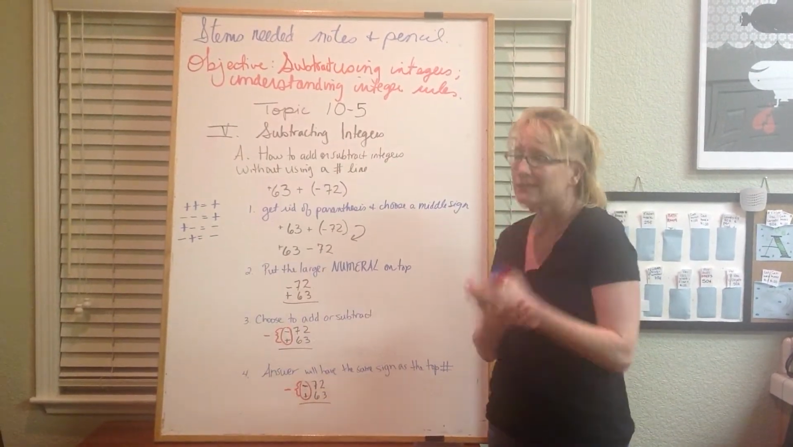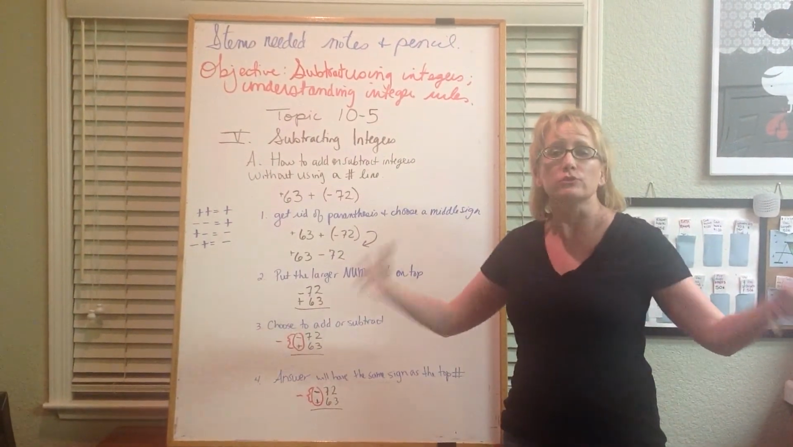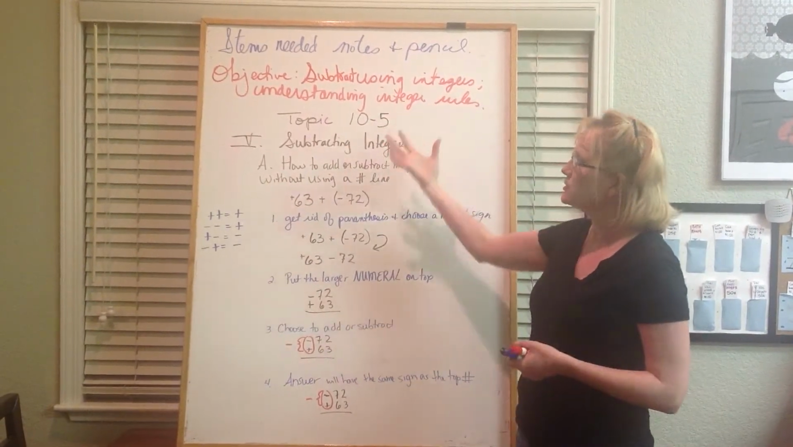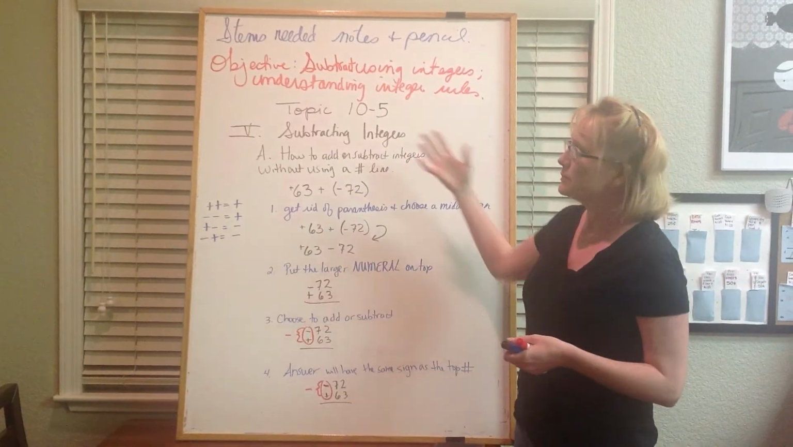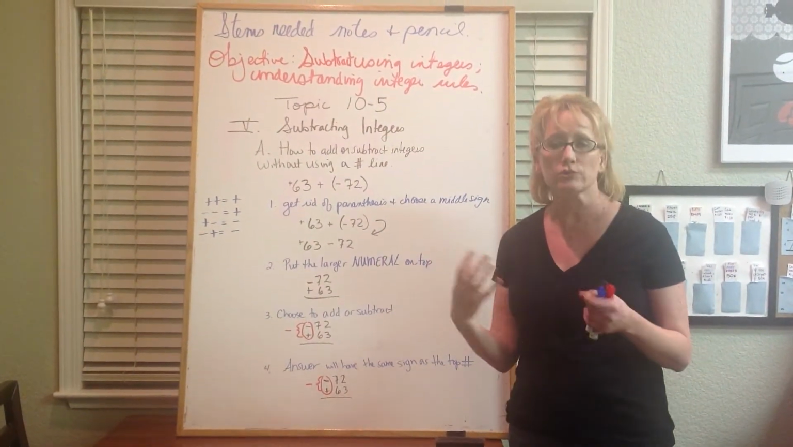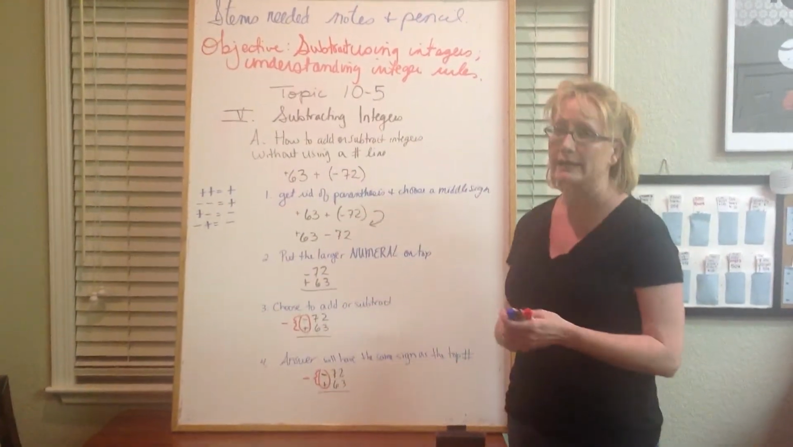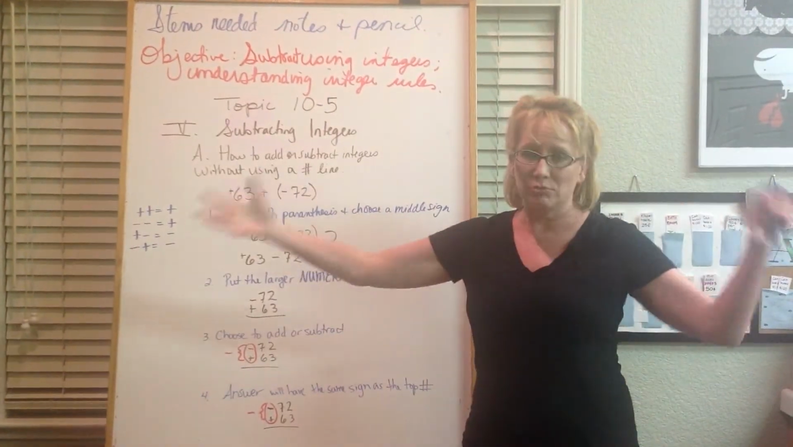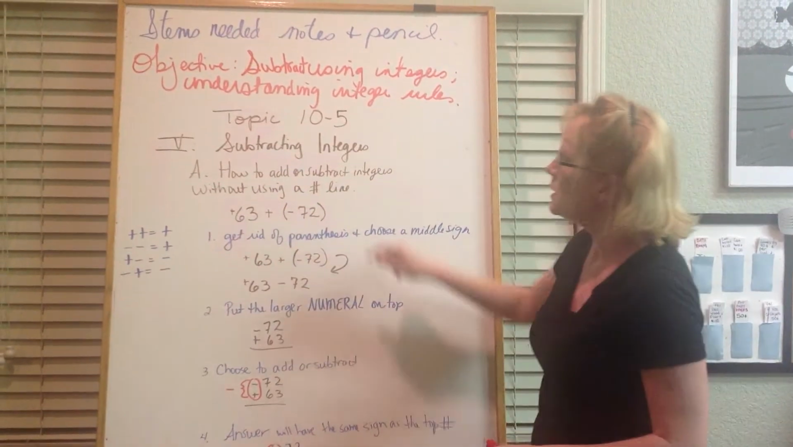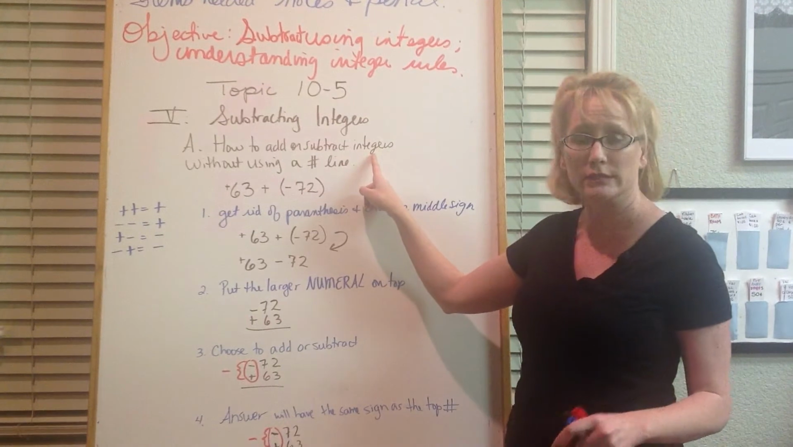Actually, kind of. We're actually going to be learning how to add and subtract integers when the numbers are too large to use a number line. It's part of our objectives, understanding the rules of integers, and we're going to be dealing with subtracting integers, which is topic 10.5. But I'm going to show you a trick that always works but has a lot of steps to it on how to add and subtract numbers that are too big for the number line. So you can use Roman numeral number 5 and subtracting integers. A, how to add or subtract integers without using a number line.